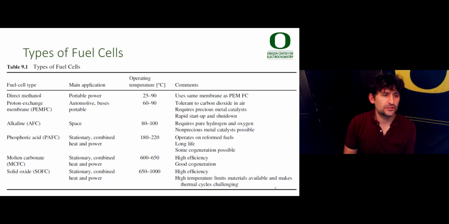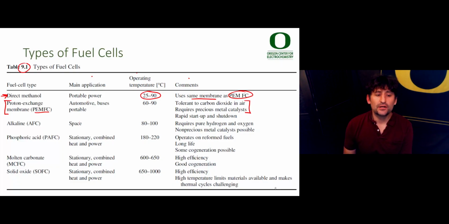Here's a table from your book, table 9.1, that highlights the applications, temperature range, and details about different types of fuel cell technologies. There's a so-called direct methanol fuel cell. It works in low temperature and uses the same membrane as a proton exchange membrane hydrogen-oxygen fuel cell. The proton exchange membrane fuel cells, they're the predominant commercial fuel cell. They are very well developed. They use platinum as catalyst for oxygen reduction and hydrogen oxidation. They're used in buses, automobiles, portable power, including anticipated use in airplanes and things like that. They have a lot of advantages, but they do require precious metals.